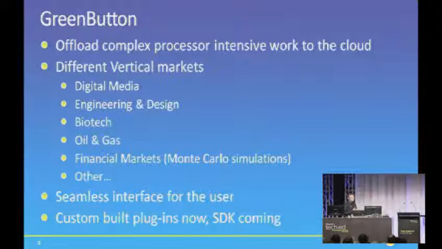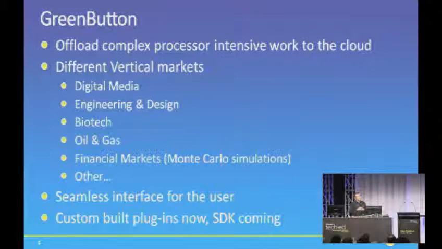So the GreenButton, what is it? Offloading complex processor-intensive work to the cloud. So things like for digital media, rendering, engineering design, quite closely intercoupled with the digital media, so CAD models and photorealistic designs. And then for the biotech industry, we're doing DNA sequencing, protein analysis, testing out your latest drug. In the oil and gas industry, not so popular at the moment, but 3D seismic imaging for discovery and reservoir modeling. Then financial markets, Monte Carlo risk simulations. Really anywhere else where processor-intensive work is required.